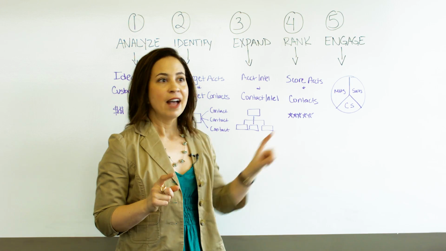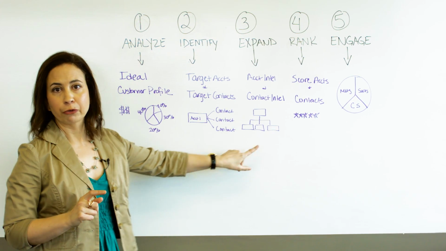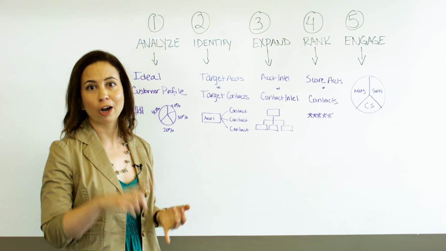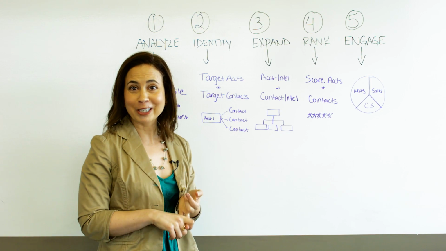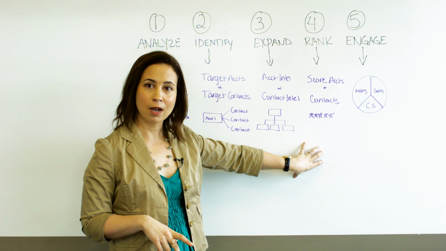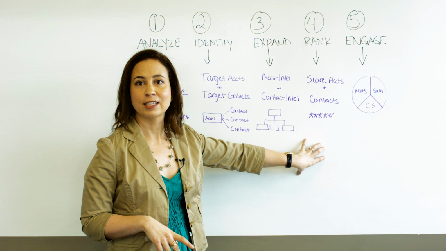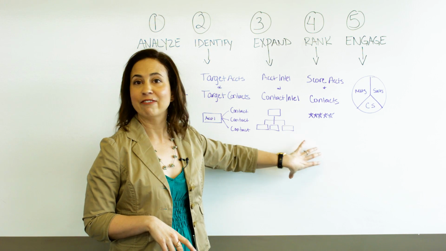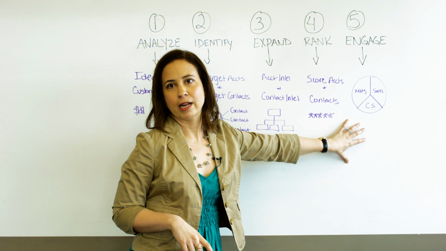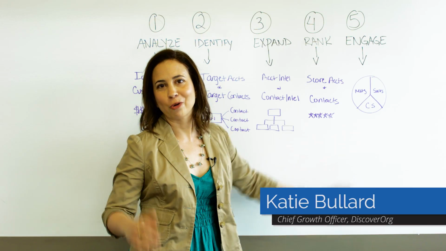But the key is that if you haven't done steps 1 through 4, and you don't have great data to figure out who your best customers are, who prospects are that look like those best customers, and how to rank those prospects and those contacts based on data so that you can go after them effectively, if none of that is in place, then it doesn't matter how great your engagement is, your account-based marketing strategy is going to fall short.